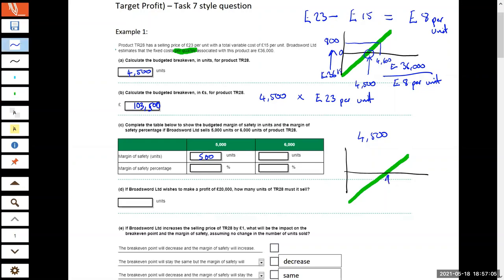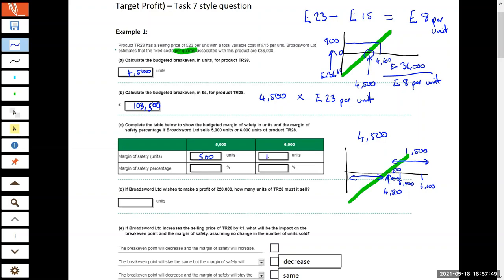At this point here, we've got to 4,500 units, okay? So that distance there along the horizontal axis is 4,500 units. So if we see that when we get to 5,000 units, there's only a very small gap here of 500 units, okay? And then if we move another 1,000 units along to 6,000, the gap here is 1,500 units.